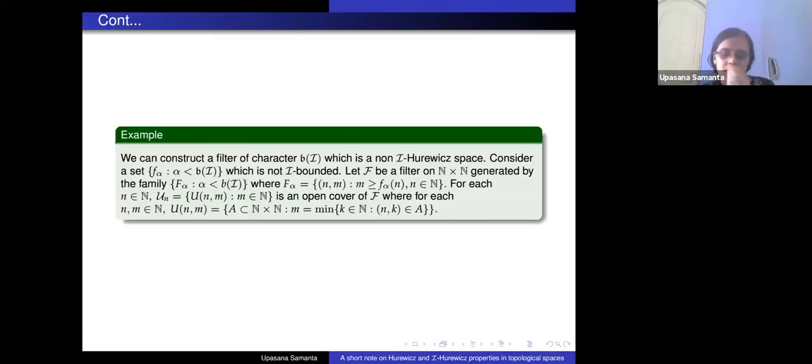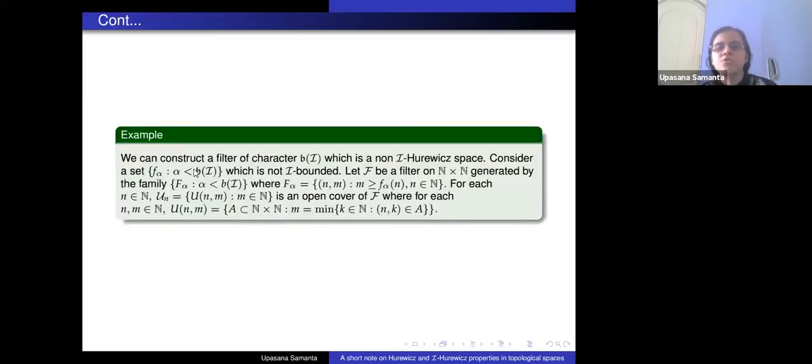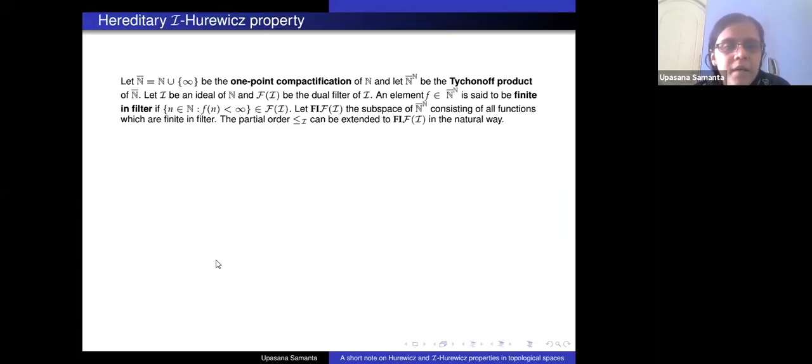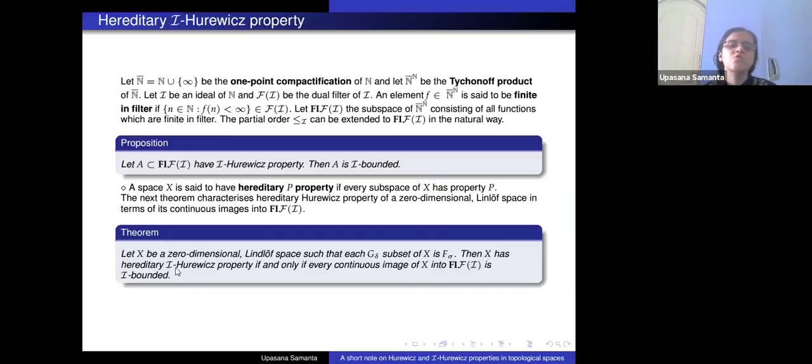So in the previous one, what we see is that if a filter does not have I-Hurewicz property, then its character must be greater or equal to this one. But here we are able to construct a filter of this character such that it does not have I-Hurewicz property. Now, the aim of this slide is to show the hereditary I-Hurewicz property. Now, what is a hereditary property? A space is said to have hereditary P property if every subspace of X has property P.